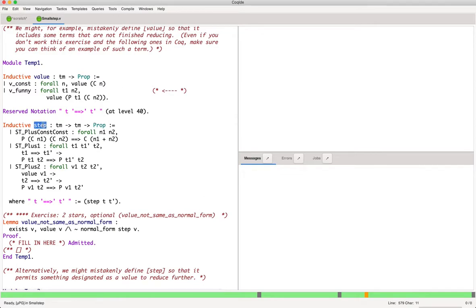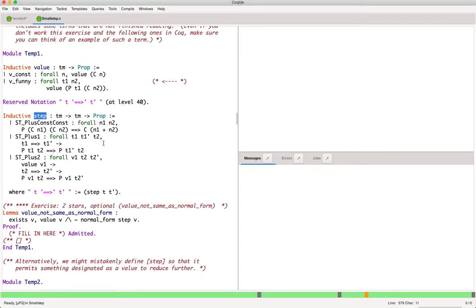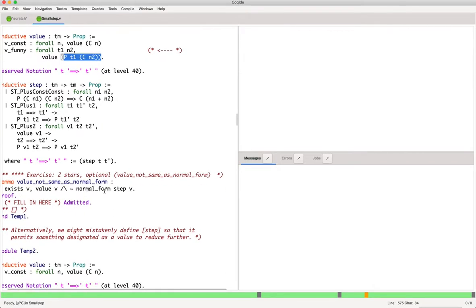The step relation is the same, and it turns out that you can prove that values are not the same as normal forms in this language. And that's fairly straightforward because there are terms T1 such that this will be able to make a step, right? So terms of this form won't be normal forms necessarily, but they will be values. So those two notions don't coincide in this case. So I'll let you have a go at proving that if you want to.